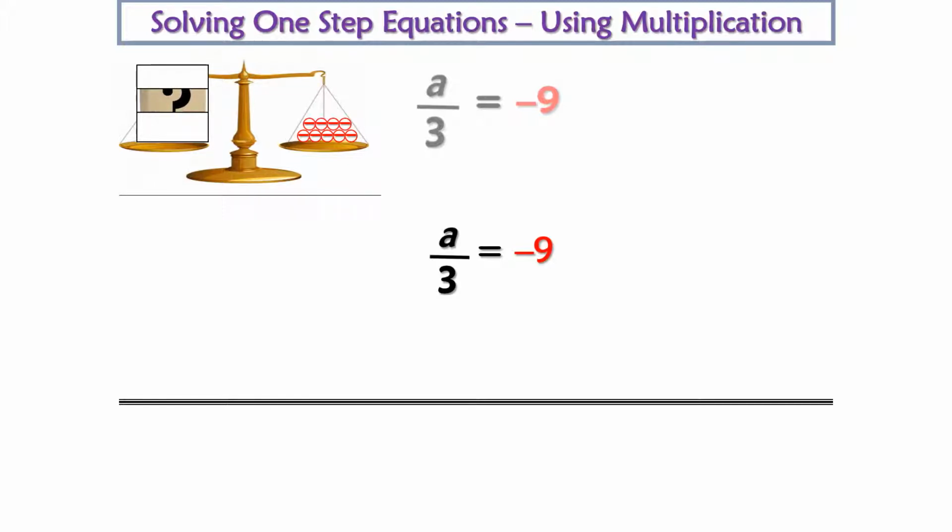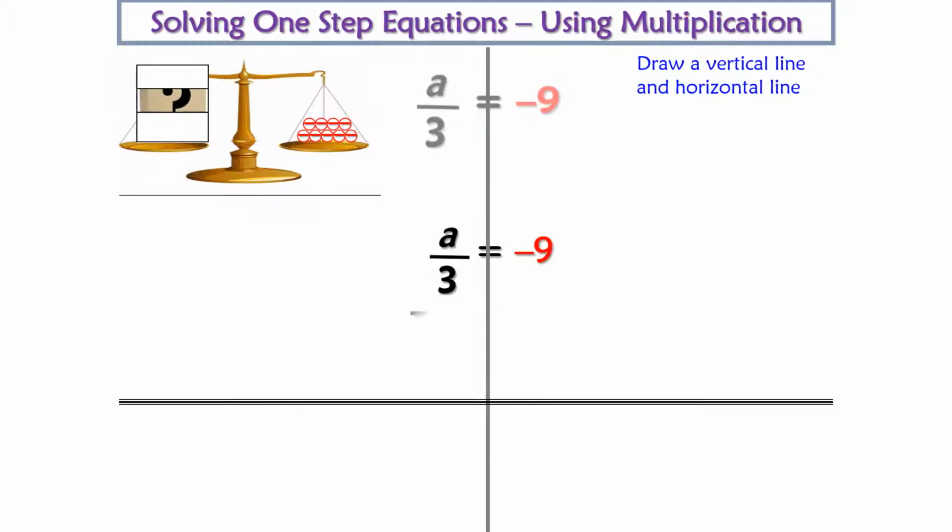Now let's get our equation set up. Let's draw a vertical line through the equal sign and a horizontal line underneath. Of course, our first step for any equation is to get the variable by itself. So in order to get a by itself, let's examine what's happening to it currently.